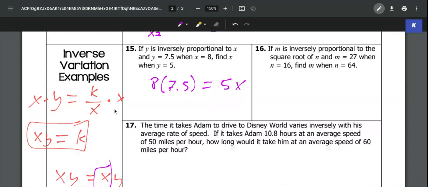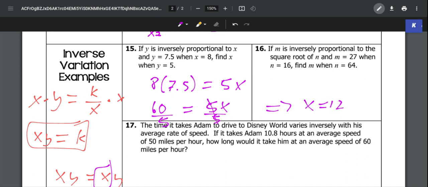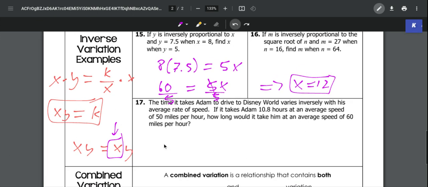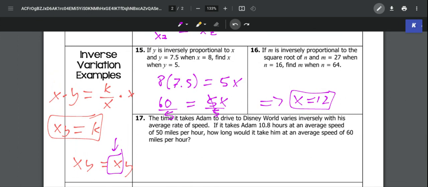So if we want to solve for this, all we've got to do is multiply 8 times 7.5, which would be 60, equal to 5x. Then we would divide by 5, and 60 divided by 5 is going to give us 12. So x is equal to 12. Essentially, we just figured out what this x was here. And the reason that we can do that is because we just solved for k, which I'm not making you do. I'm just giving you the cheat code to remember because it'll make life easier on you down the road.